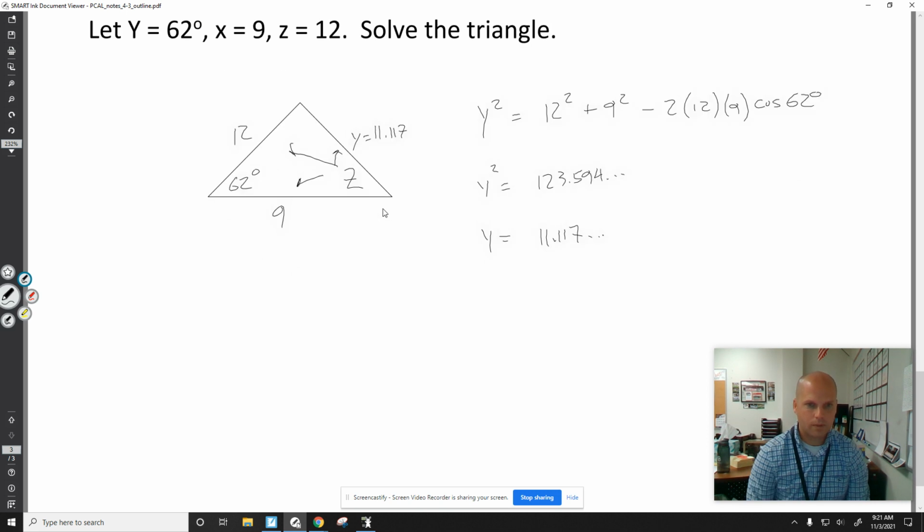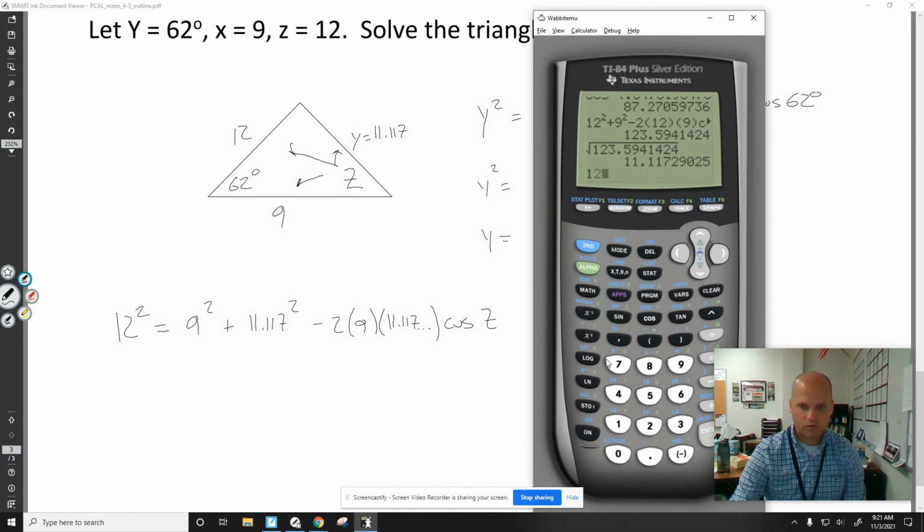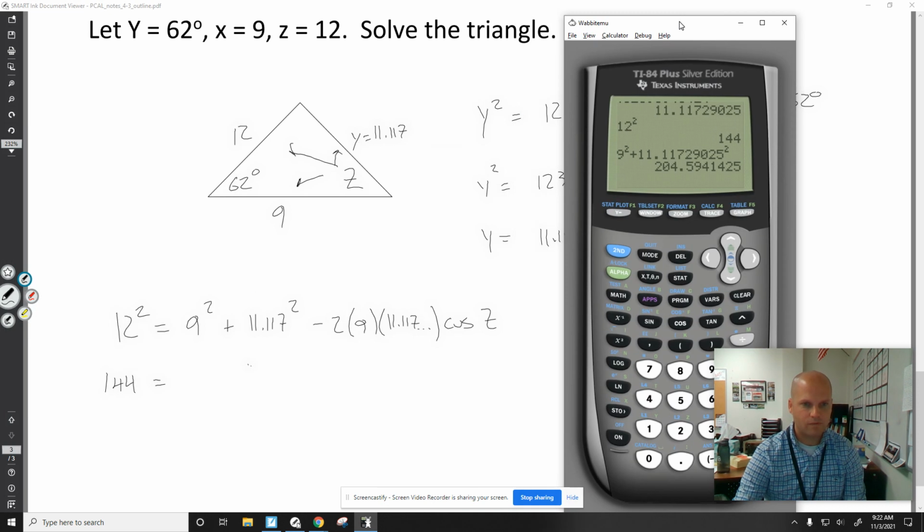Okay, ready? Here we go. I have 12 squared equals 9 squared plus this 11.117 squared. Make sure you use the entire decimal. Minus 2 times 9 times 11.117, that number, times the cosine of Z. Let's do the arithmetic. 12 squared, 144. 9 squared plus 11.117 squared, using that entire number, 204.59.